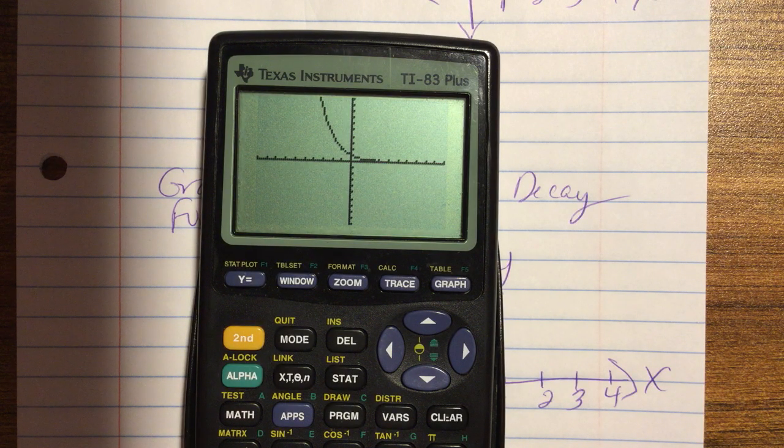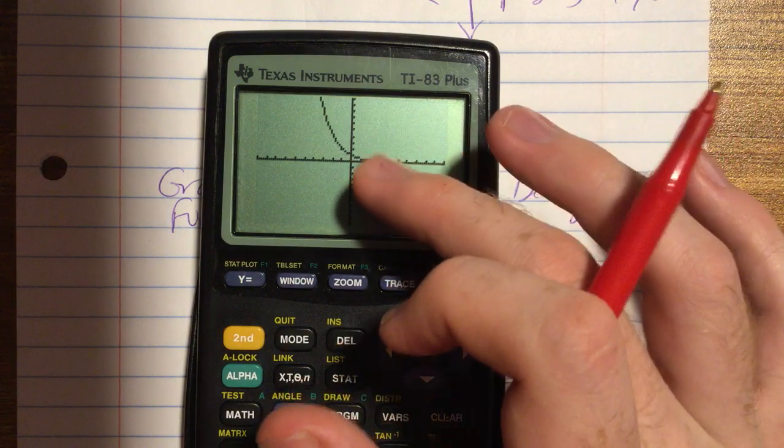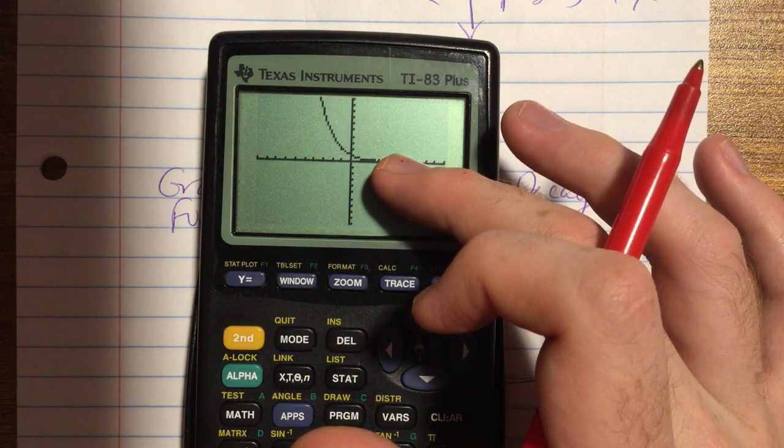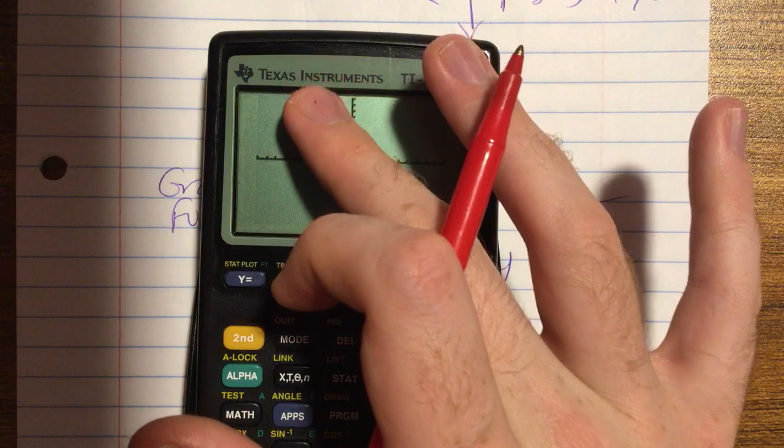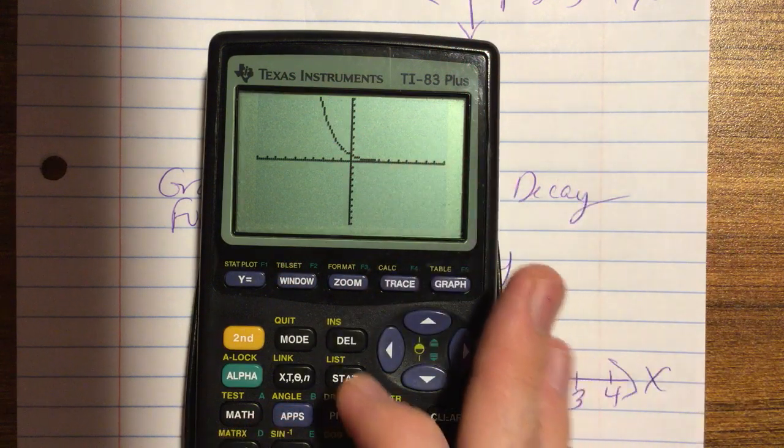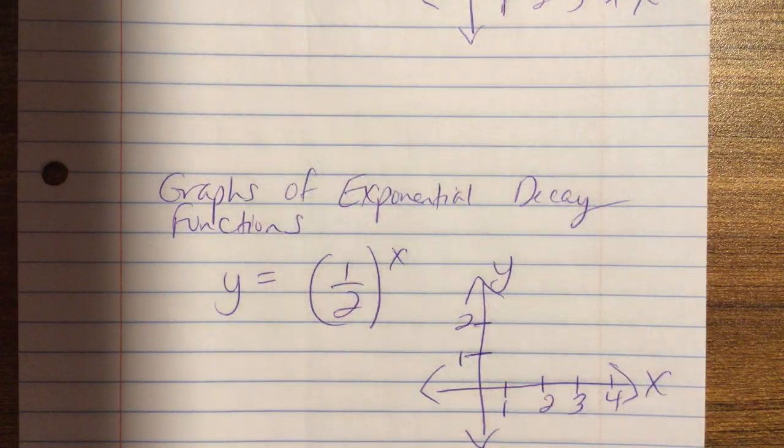And now we're seeing the way that this graph would behave. You're seeing again, x is steadily increasing, but your y values are rapidly decreasing. There's no linear growth going on here because it's an exponential situation.